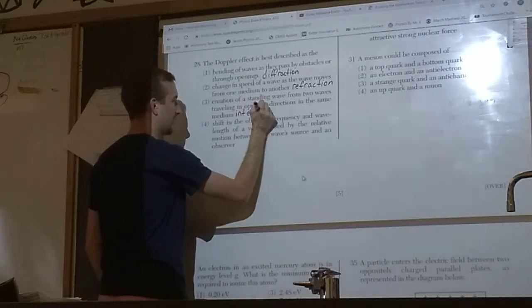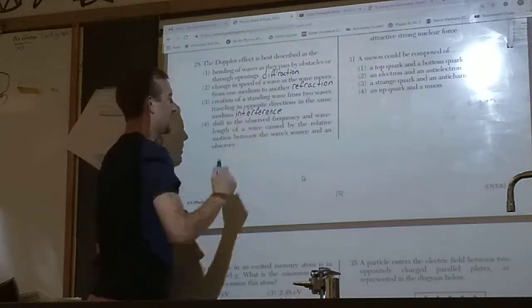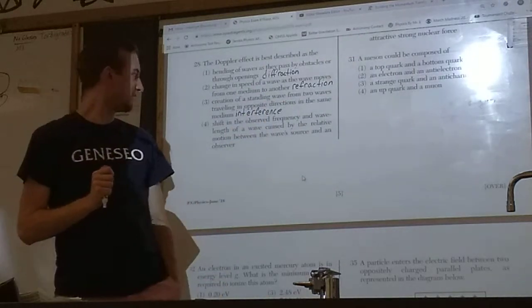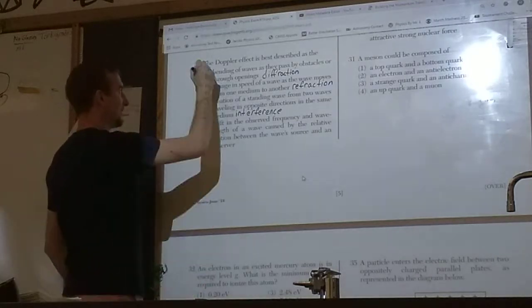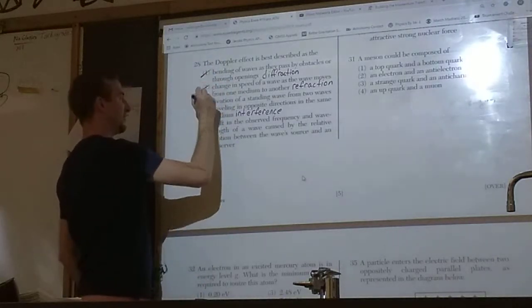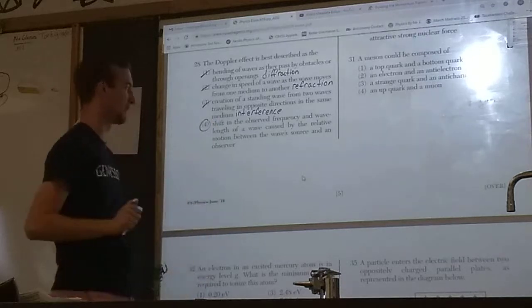That's what we were just talking about in the last question. A shift in the observed frequency and wavelength of a wave caused by the relative motion between the wave source and an observer. There we go. That is what we are looking for.